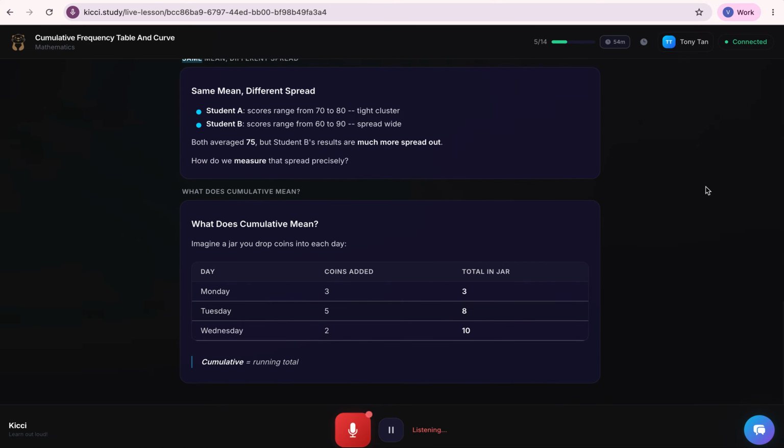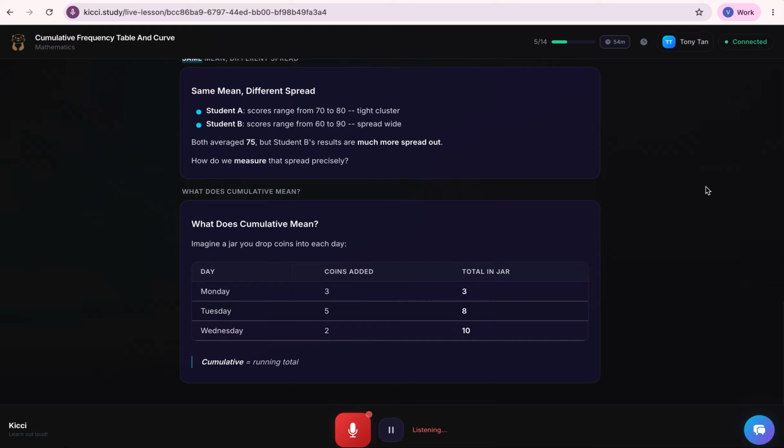Okay, Tony, let's talk about what cumulative means. Think of a jar you drop coins into each day, like the one on your screen. As you can see, on Monday you drop in 3 coins, so the total is just 3. On Tuesday you add 5 more coins. What do you think the new total in the jar would be? Sorry, say again. Tuesday it would be 8.